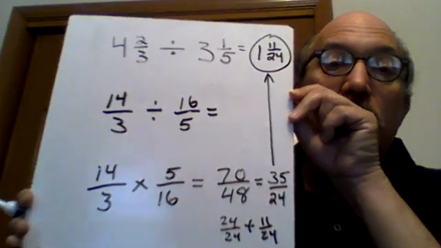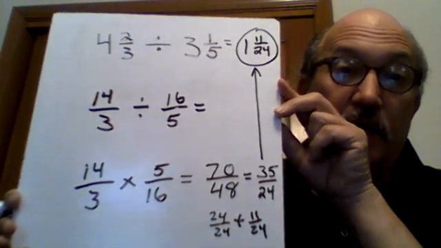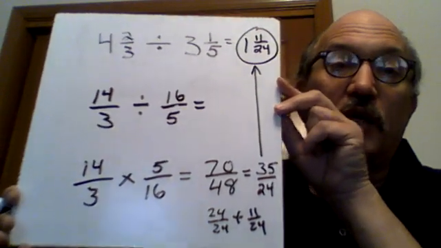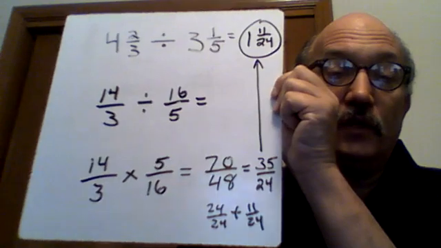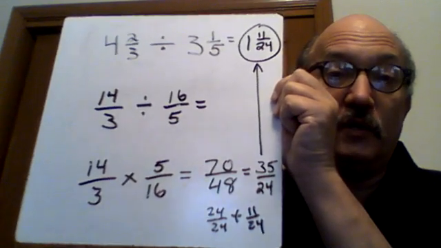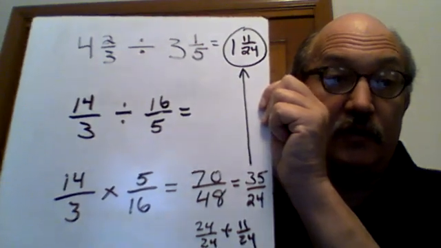This is a reasonable answer because, as we said at the beginning of this division, the quotient, the answer, had to be somewhere between 1 and 2. So we can be comfortable with this answer. So we'll do more of these in the future, but we just successfully added, subtracted, multiplied, and divided 2 mixed numbers.